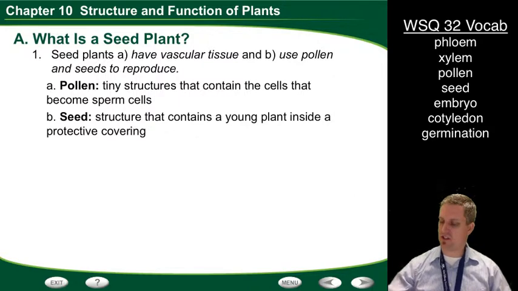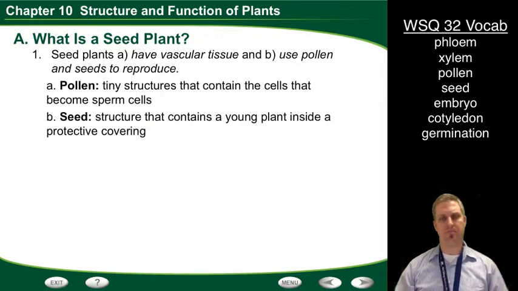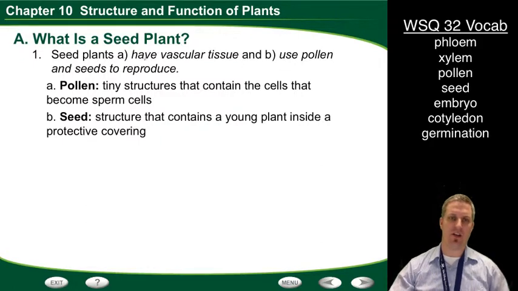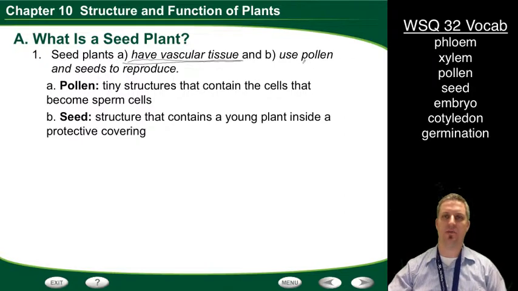So first of all, let's start out by asking the big question: what is a seed plant? To be a seed plant, there are basically two classifications that have to be met. One, seed plants have vascular tissue, so they have to be vascular plants. And seed plants use pollen and seeds to reproduce.